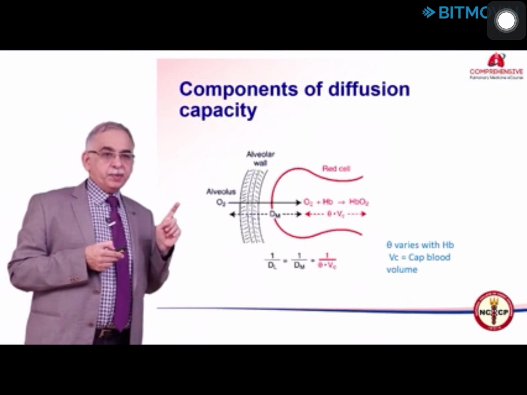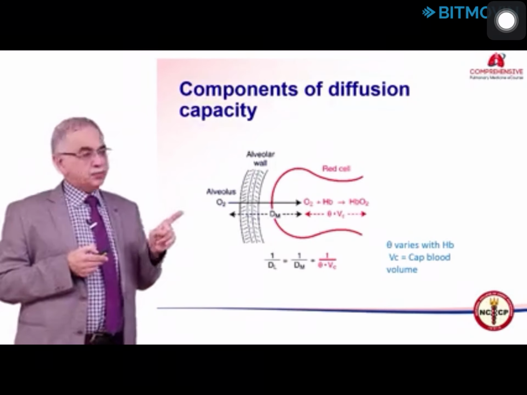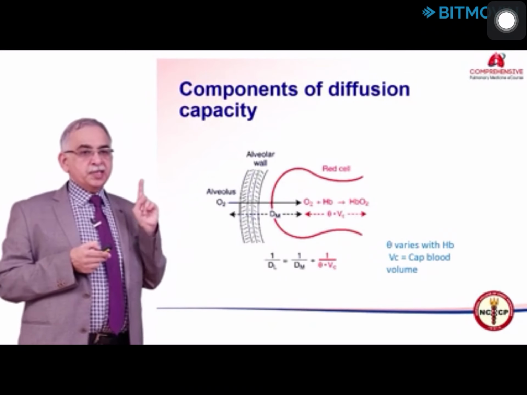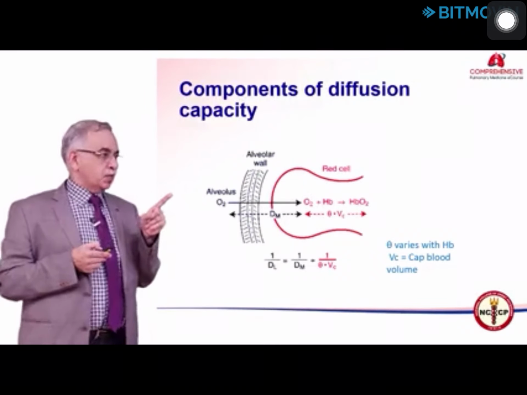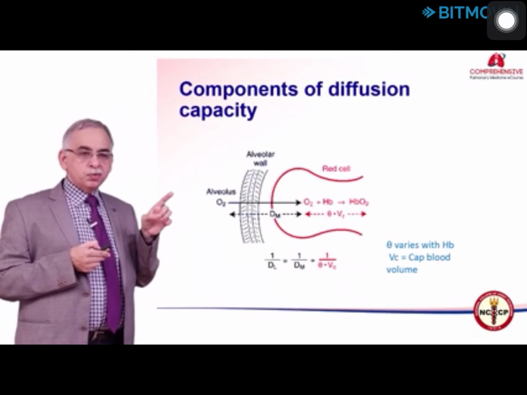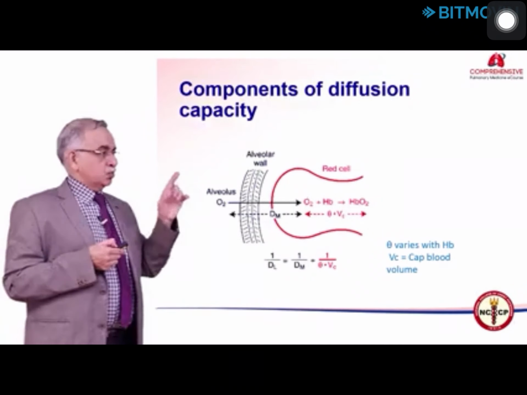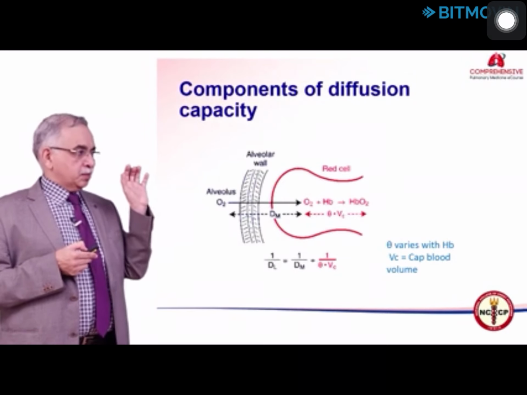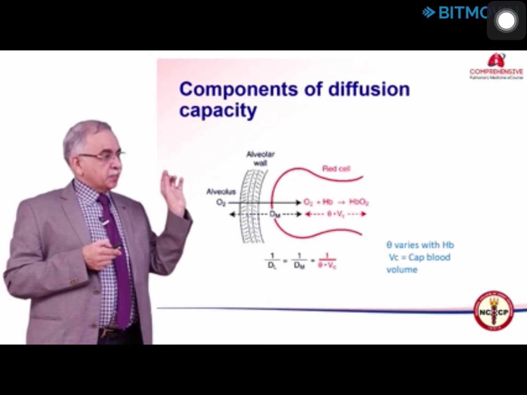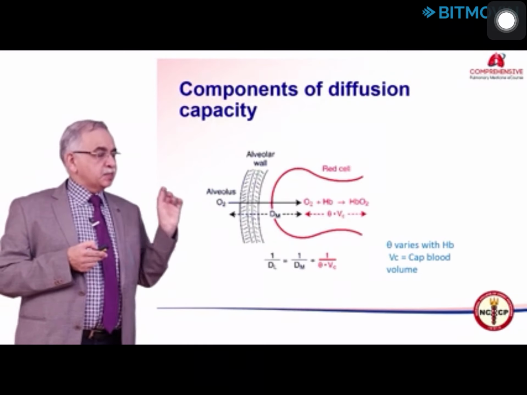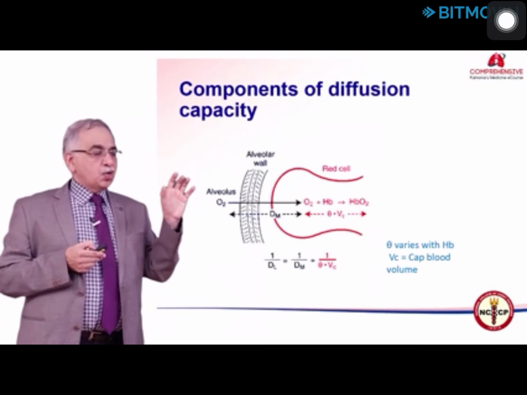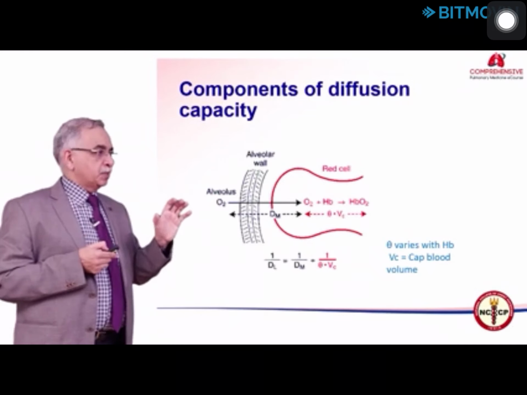The final step in this transfer is the combination of oxygen with hemoglobin. So, that is Vc and theta. Theta is the rate of combination of oxygen with hemoglobin, and Vc is the volume of blood in the capillary. So, overall, the properties of the membrane, which are measured as the dm component, the rate at which oxygen combines with hemoglobin, and the actual volume of blood in the capillaries, all these together will determine the diffusion capacity.